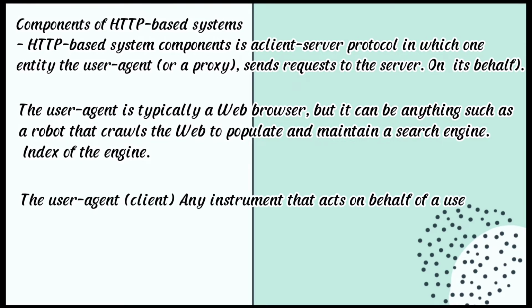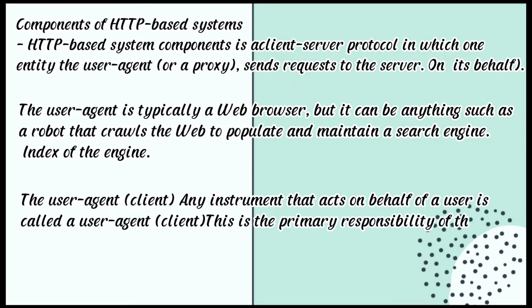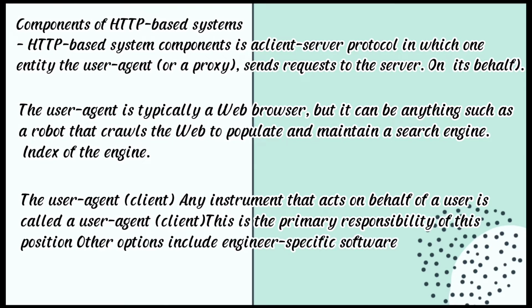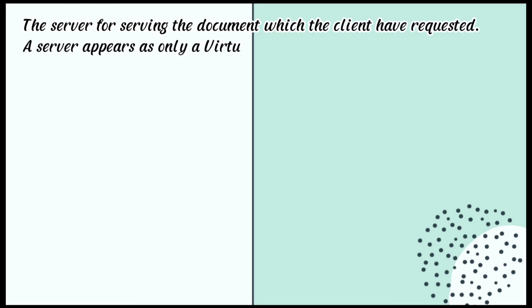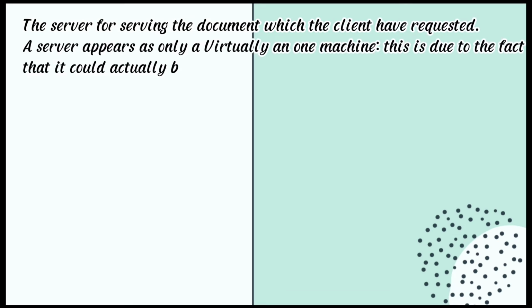The user agent client. Any instrument that acts on behalf of a user is called a user agent client. The server serves the document which the client has requested. A server appears as only a single virtual machine.